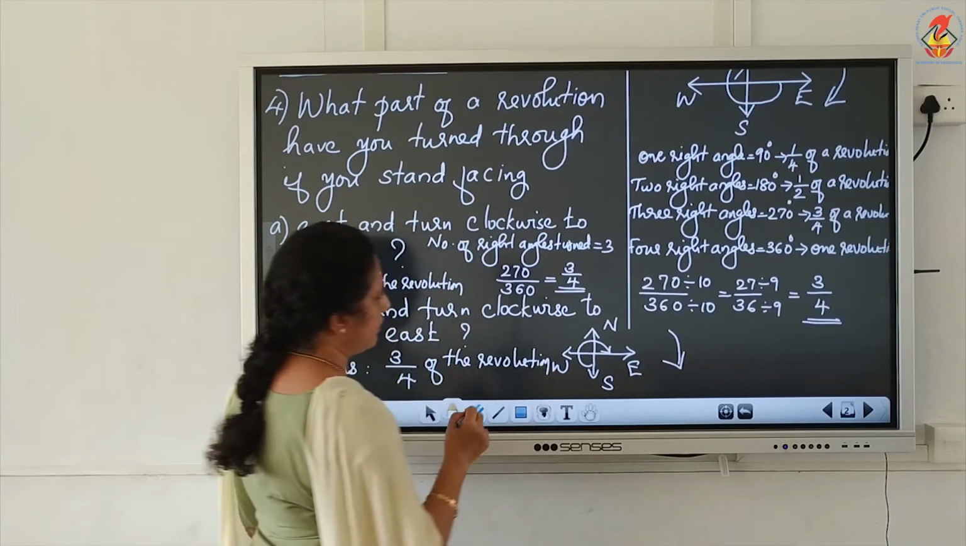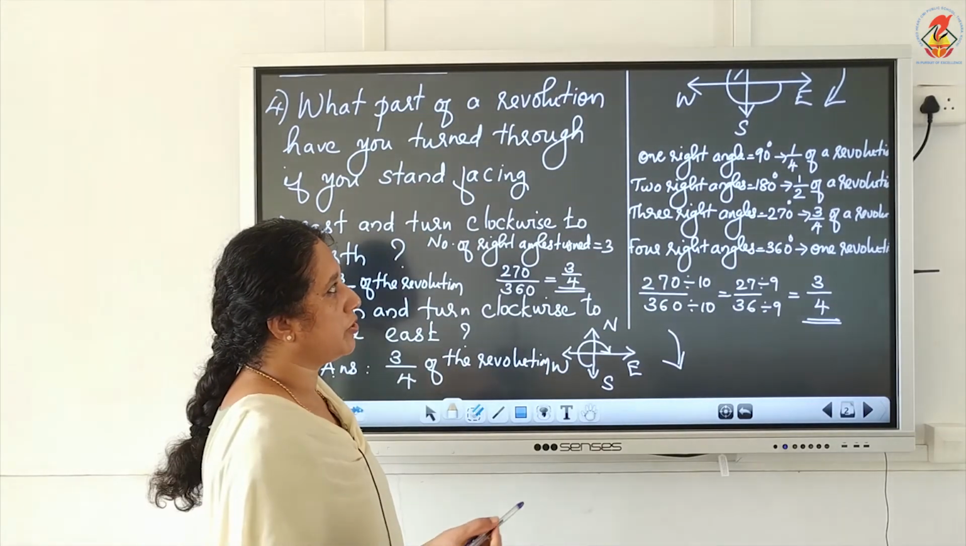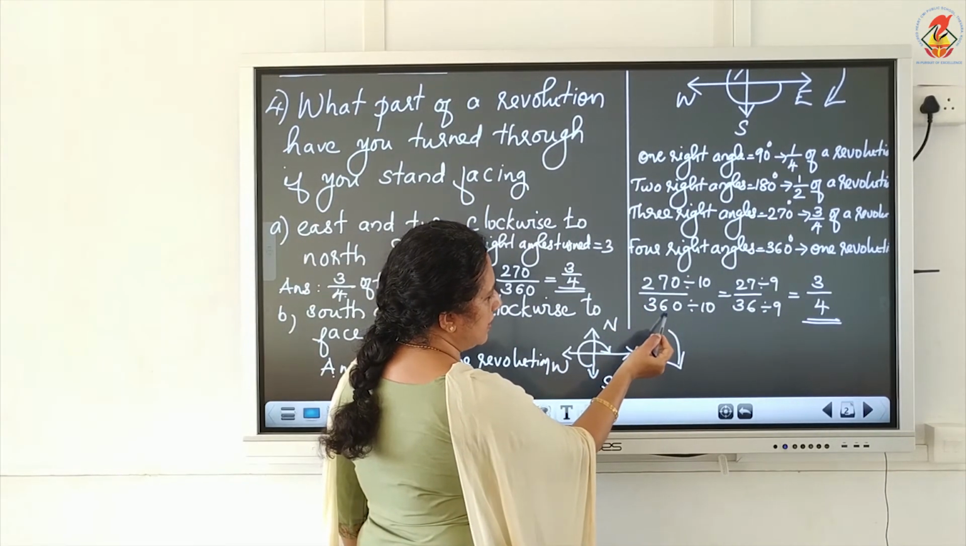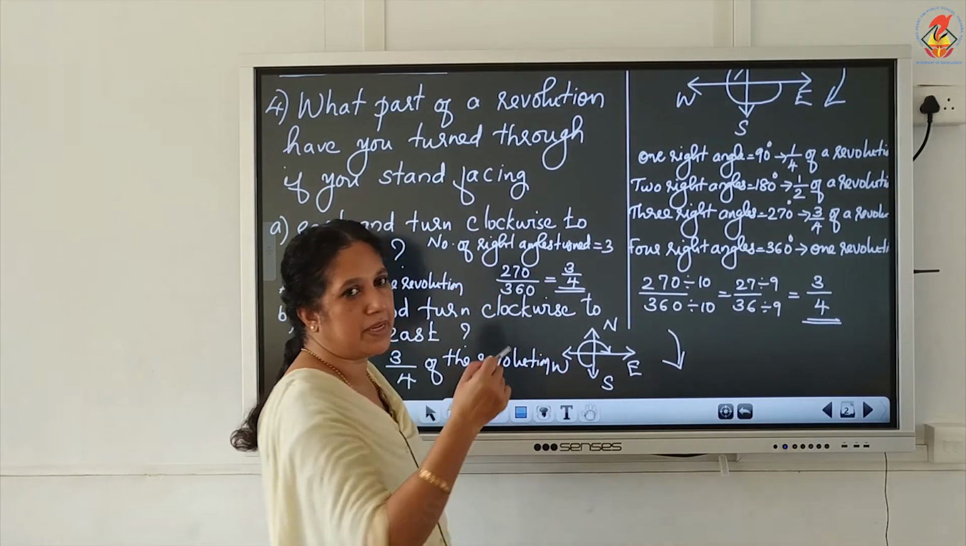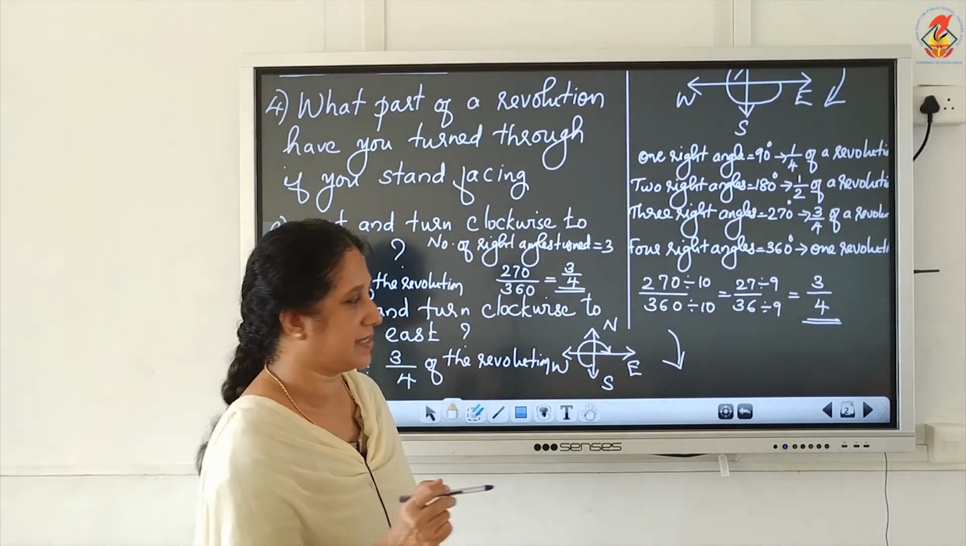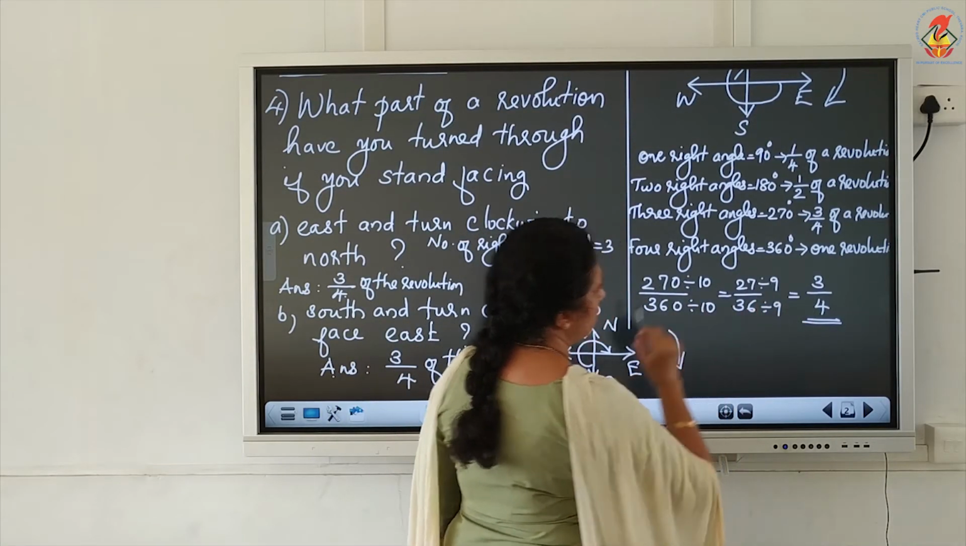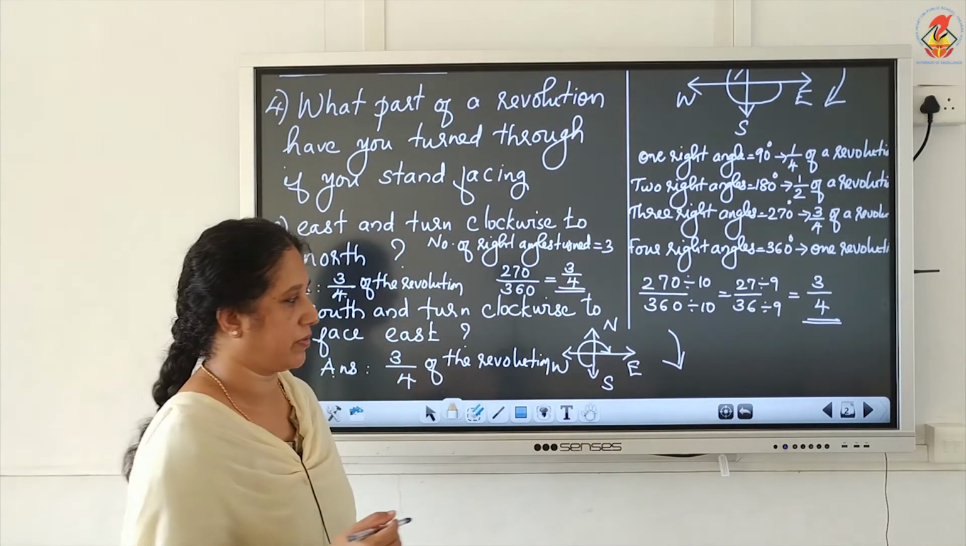So here also we can find out the answer in another way. The total angle turned is 270 degrees. Therefore, 270 degrees divided by 360 degrees. One complete revolution is 360 degrees. Therefore, 270 by 360, when you reduce to the lowest form, you will get the answer as 3 by 4.